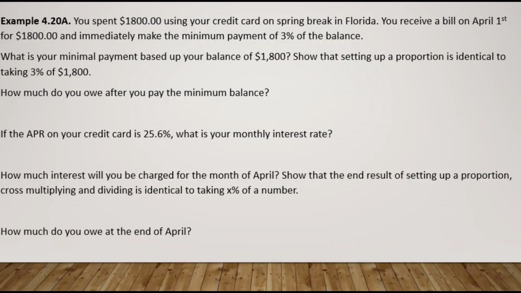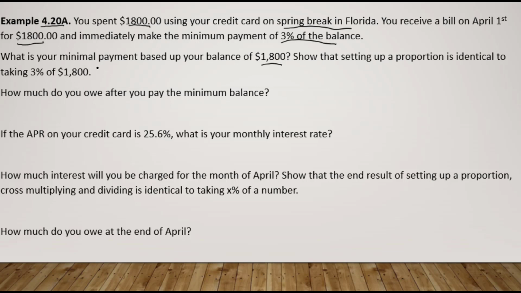So here's the first one you're responsible for, 4.2.0A. Okay, so it says you spend $1,800 using your credit card on spring break in Florida. This is post-COVID. Receive a bill for $1,800 and then immediately make a minimum payment of 3% on your balance. What is your minimum payment based on your balance of $1,800?